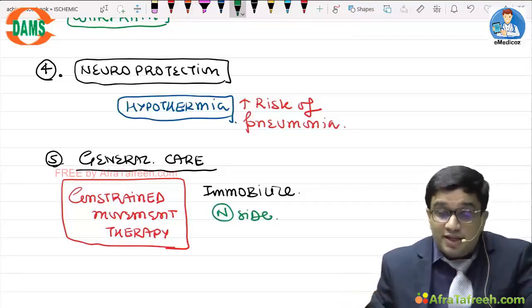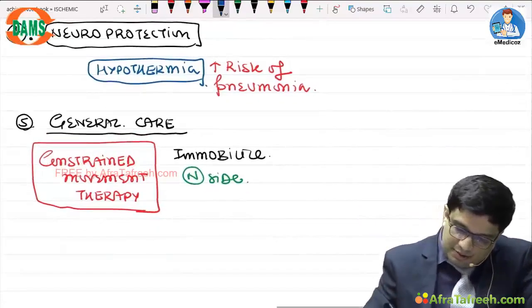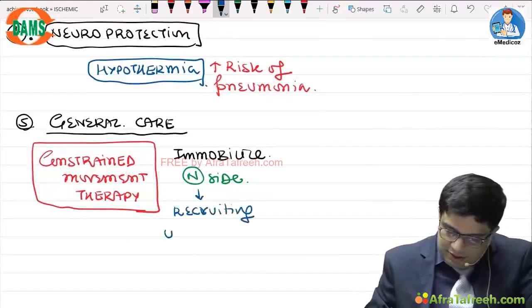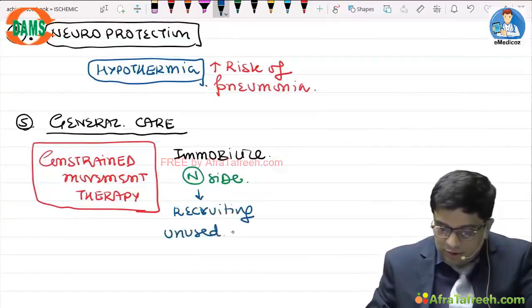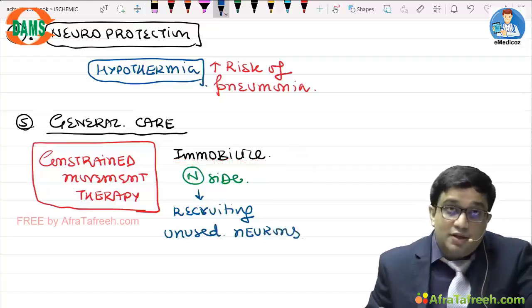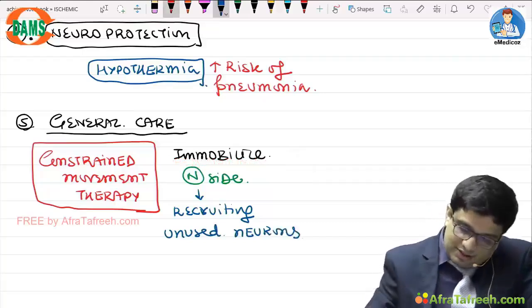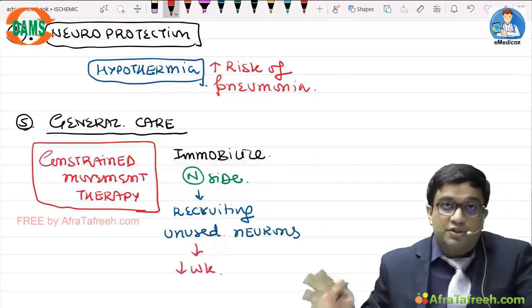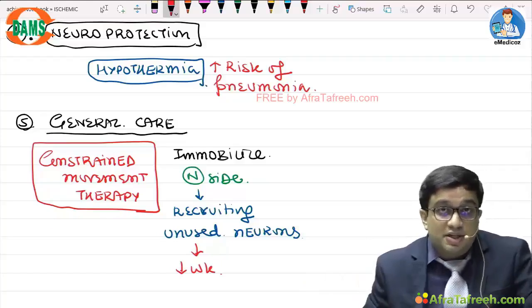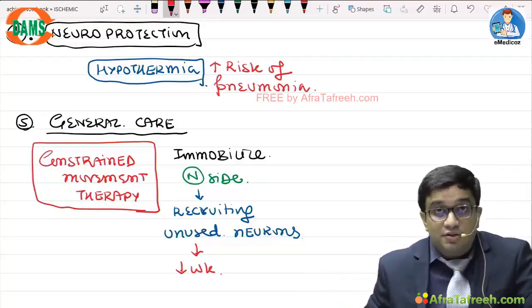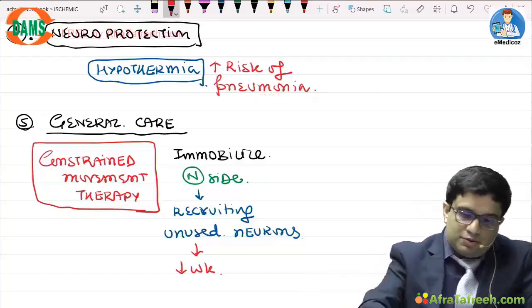And how will it help us? It will help in basically recruiting the unused neurons on the abnormal side. And in the long run they've seen that it is going to decrease the weakness on the abnormal side of the patient. So that's known as constrained movement therapy. So these are a few things that we need to know about in the management of stroke.